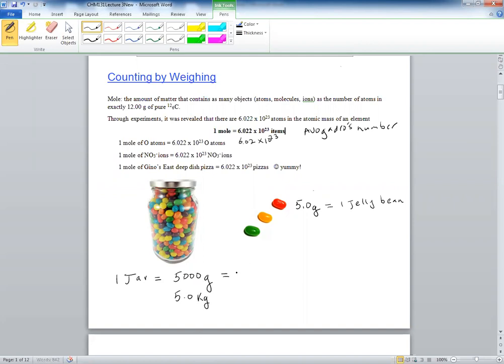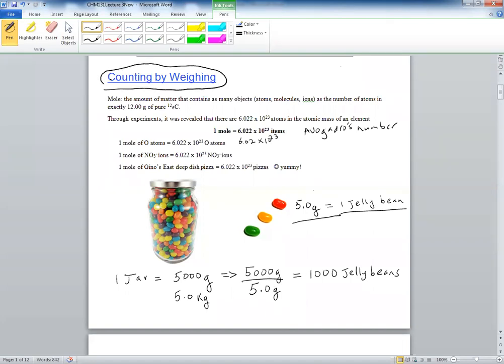Remember those prefixes? All we have to do is take the 5,000 and divide by 5 grams. Why? You have 5 grams for the jelly beans. You take 5,000, divide by 5, and that gives you 1,000 jelly beans. So the idea here is we can count by weighing. We can count by weighing.